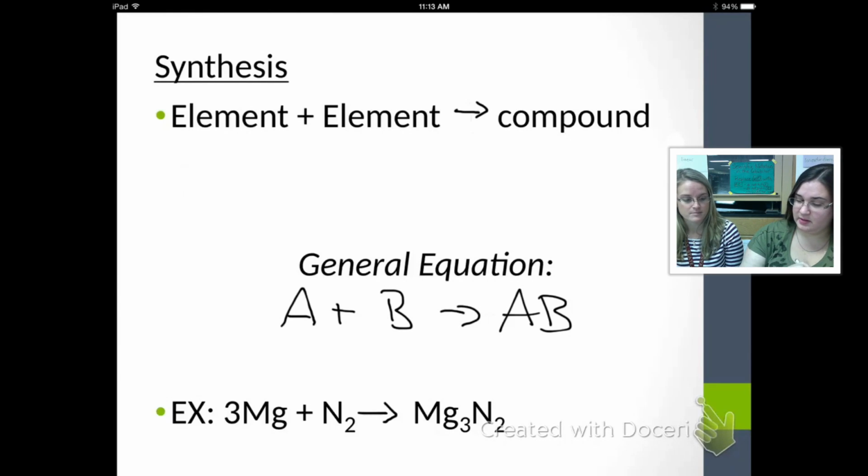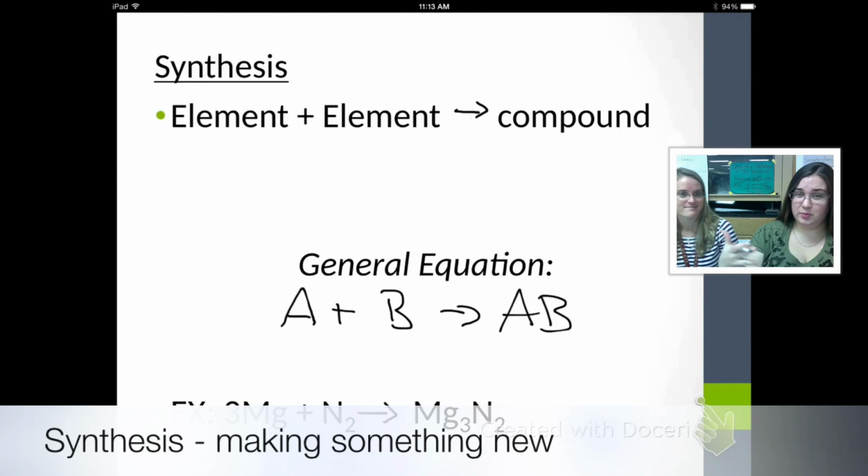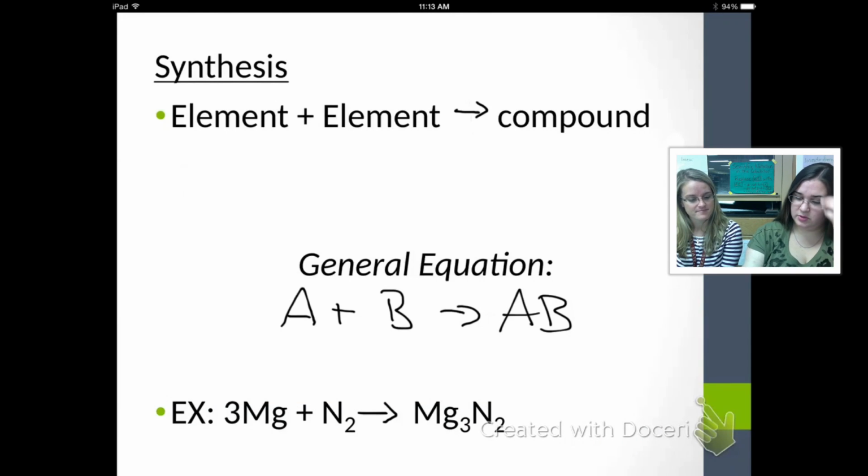Okay. Looks pretty simple. Because synthesis means making something new, like photosynthesis. We're putting them together, making something new. So we put 2 of them together and made something new. Okay. So we have an example equation down at the bottom so that you can see what it looks like if it were an actual chemical reaction. We have 2 elements, magnesium and nitrogen, react to produce, what do we call that again? Magnesium nitride. No prefixes because it's not covalent.